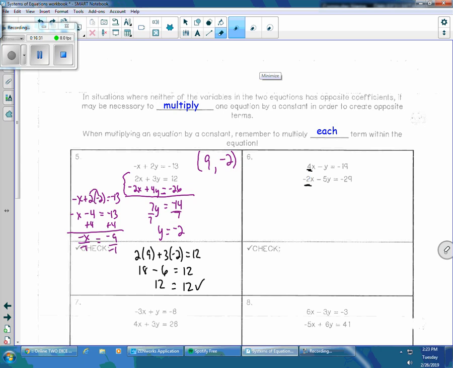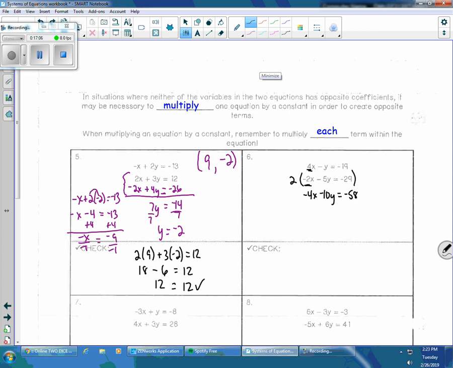There we go. So if I multiply that entire bottom equation by a positive 2, again, the math is a little bit easier for my brain to handle without a calculator. If you want to use a calculator, that's fine. I tend to not grab a calculator when I'm talking about easy math, but that's up to you. So 2 times negative 2 is going to be a negative 4x. 2 times negative 5 is going to be a negative 10y. And 2 times negative 29 is going to be a negative 58.